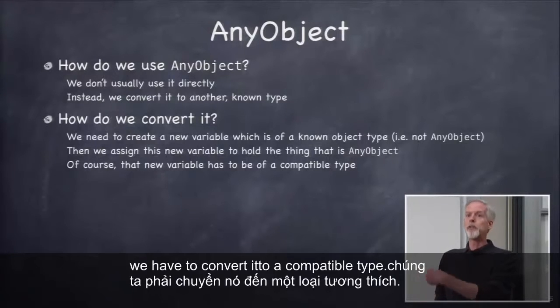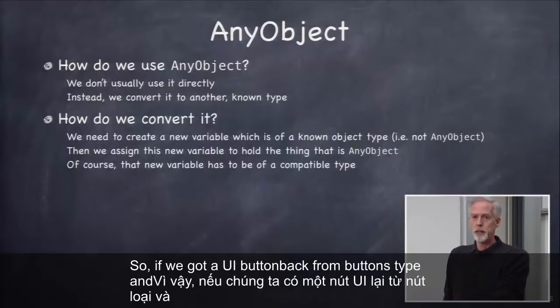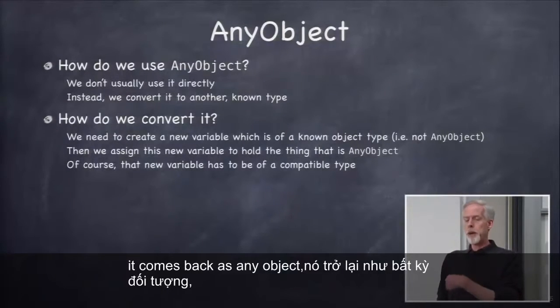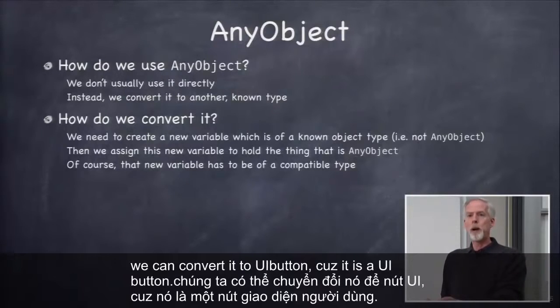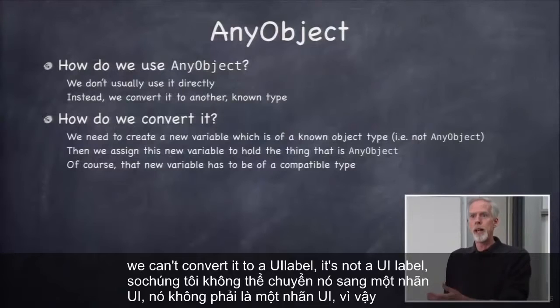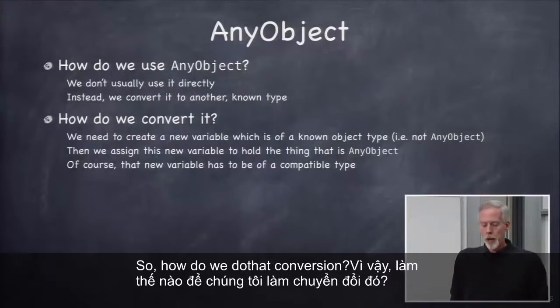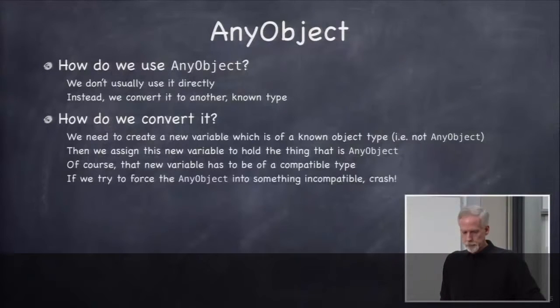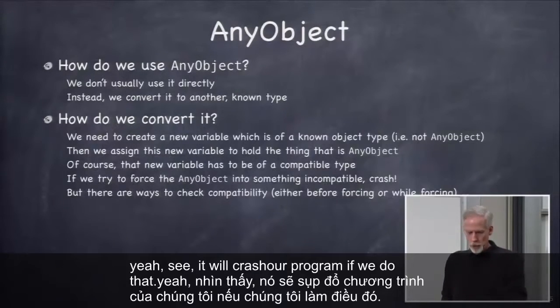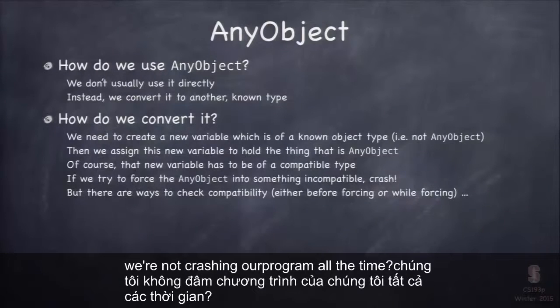Now, of course, we have to convert it to a compatible type. It actually has to be one of those things. So if we got the UI button back from button type and it comes back as any object, we can convert it to UI button because it is a UI button. Okay, but we can't convert it to a UI label. It's not a UI label, so that would crash our program. So how do we do that conversion safely so we're not crashing our program all the time?